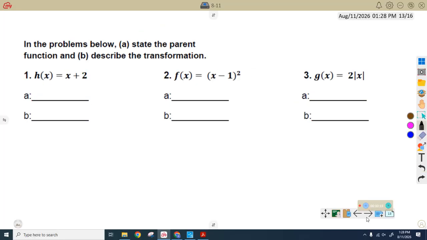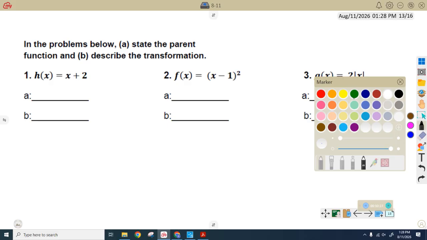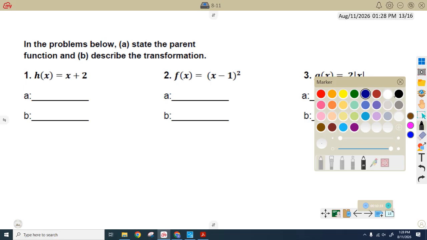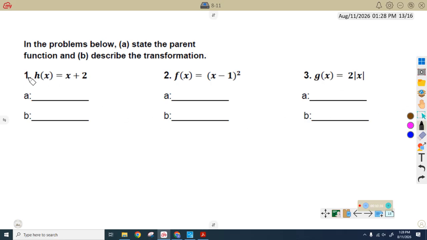Now, it says, in the problems below, A, state the parent function. All right, the parent functions are linear, quadratic, and absolute value. So let's look at this one. Do we have any absolute value signs? No. Do we have anything being raised to the second power? No. So this one is linear. And this kind of looks like x plus K.